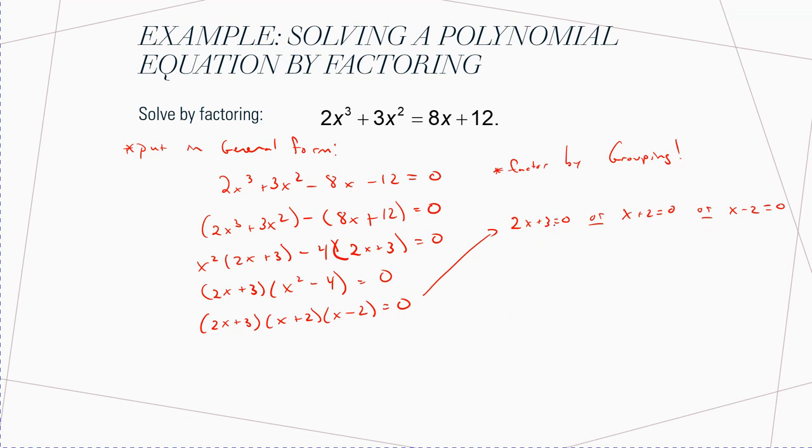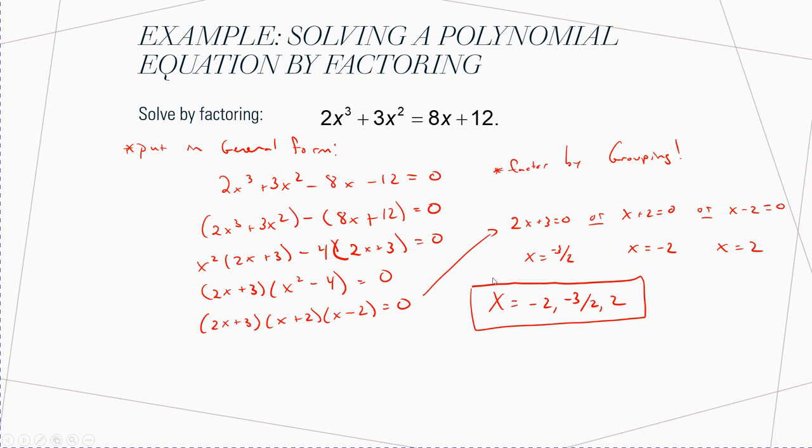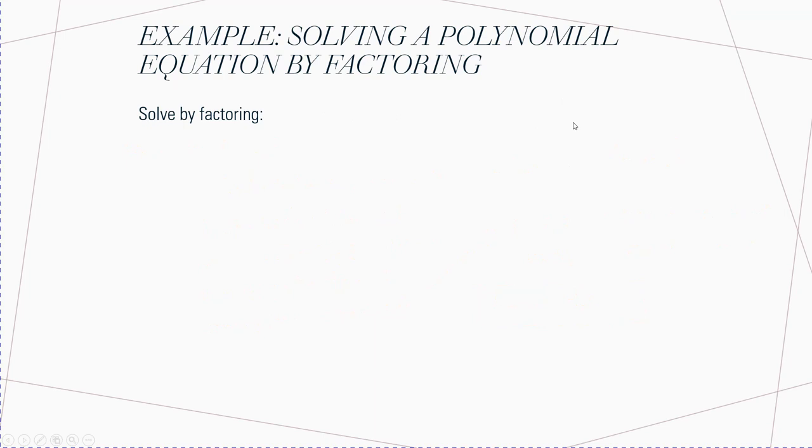Over here you would subtract 3 and then divide by 2. Over here you'd subtract 2. And over here you would add 2. So I'm just going to put them in order, and this equation has 3 solutions. You could plug all these in and check to see if they work, and they will. So you just solve by factoring. All right, let's look at another one.